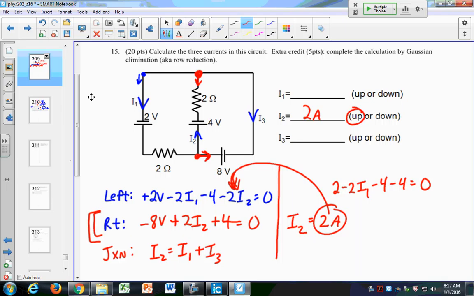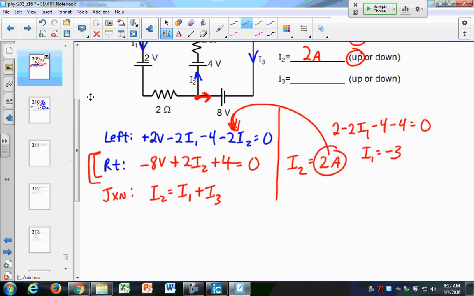Okay, so it's negative 8, negative 6, I1, I get negative 3, is that right? Am I doing that right? Yeah, so negative 3 is I1. That means I have 3 amps. We chose it down. That means it's up. And now we know I1 and I2.